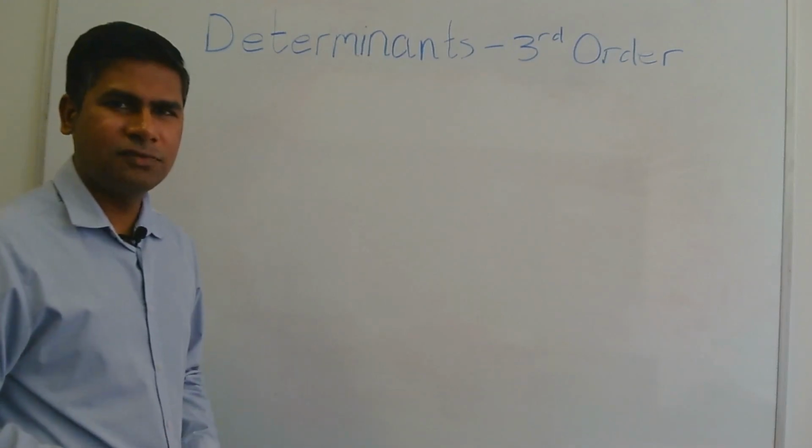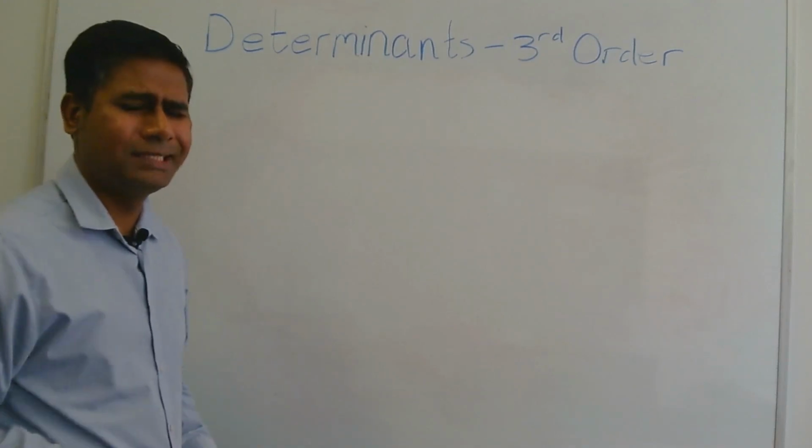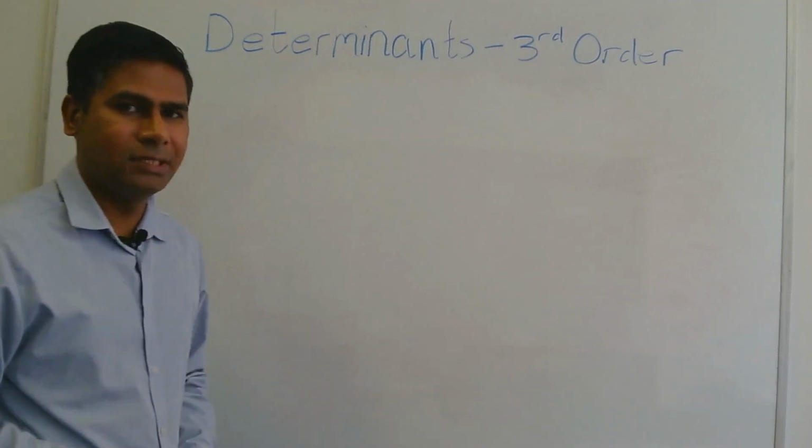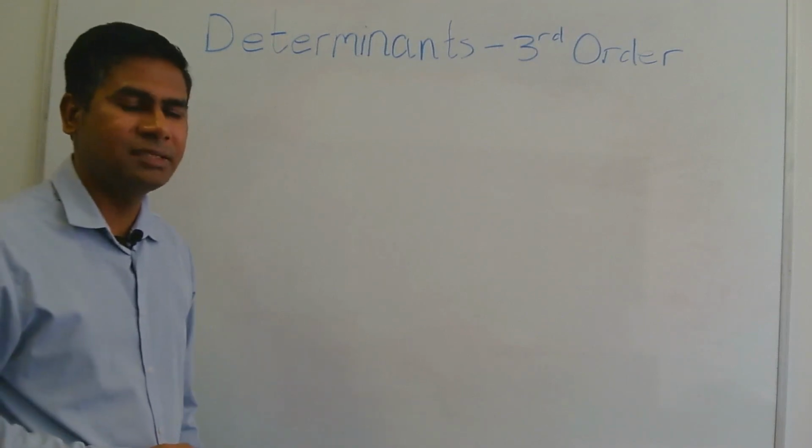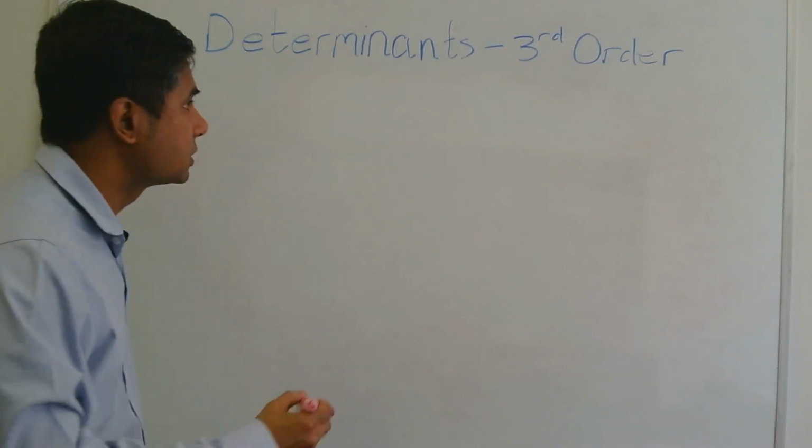Hi there. In this video, we're going to be talking about third order determinants. So what is a third order determinant? As the name suggests, it has 3 rows and 3 columns.